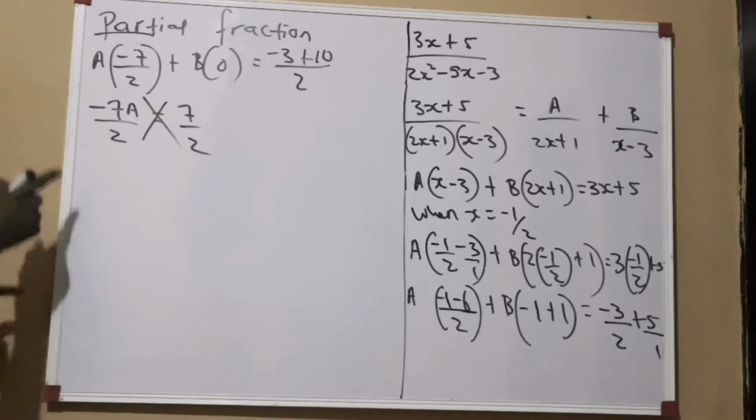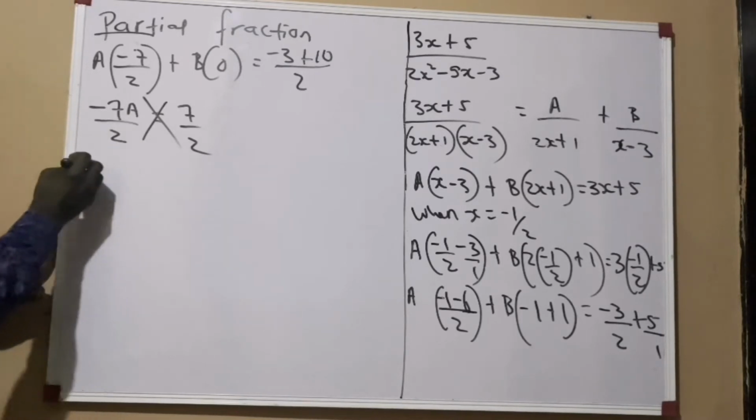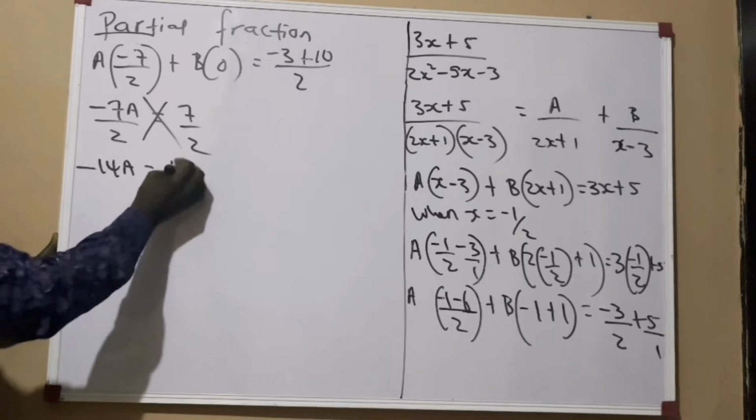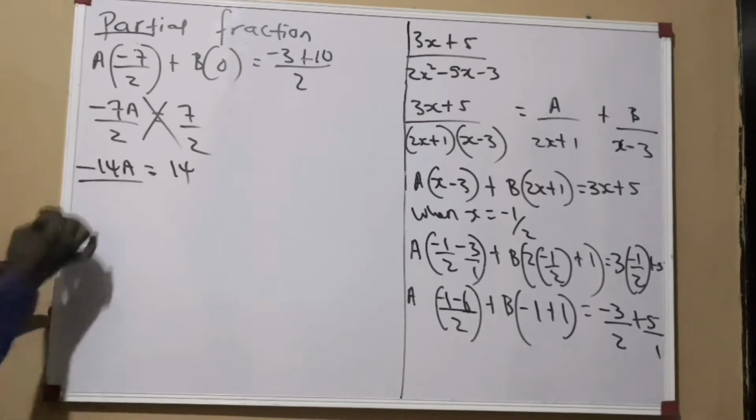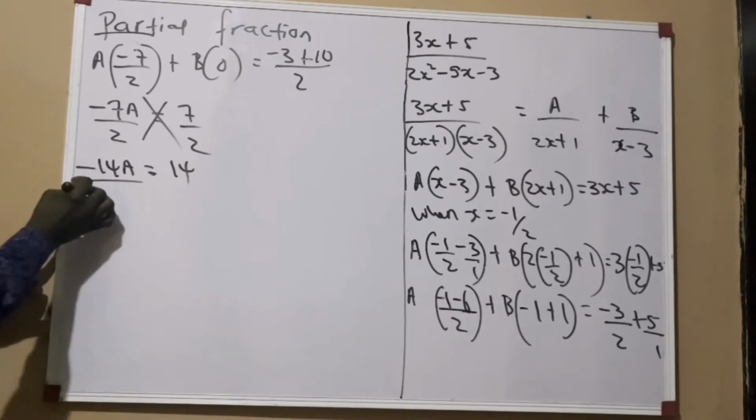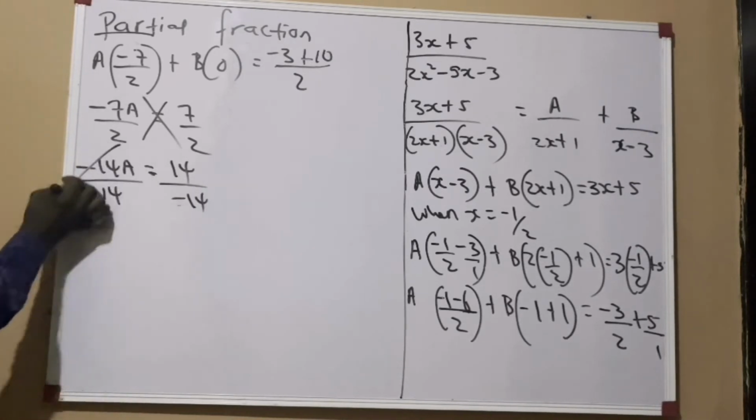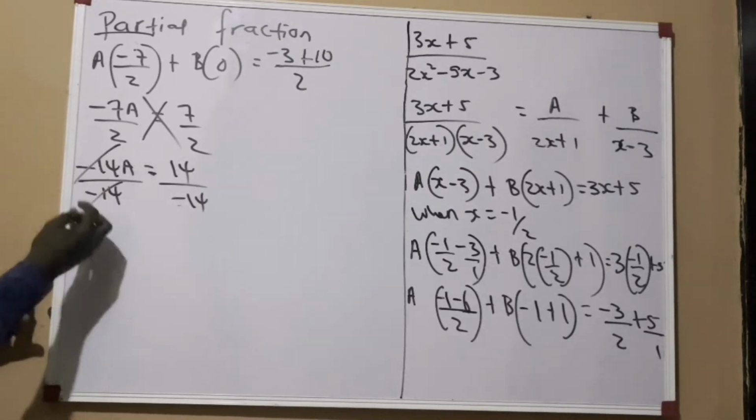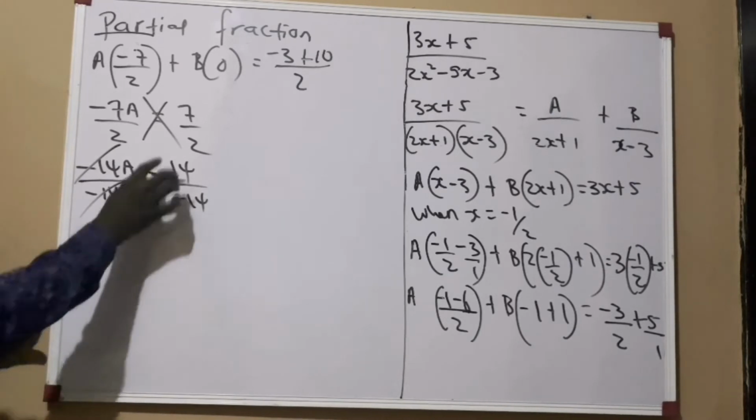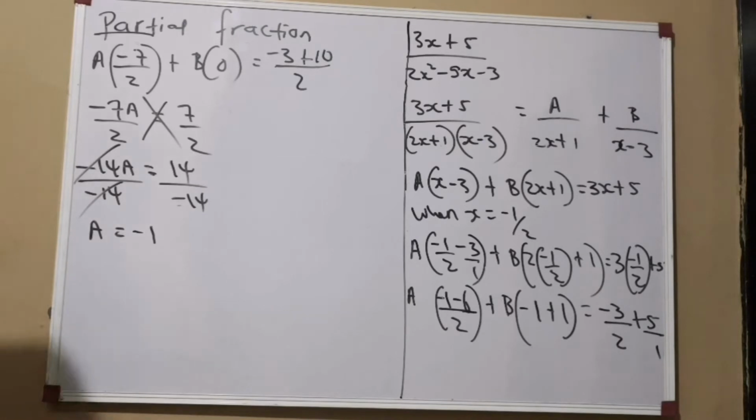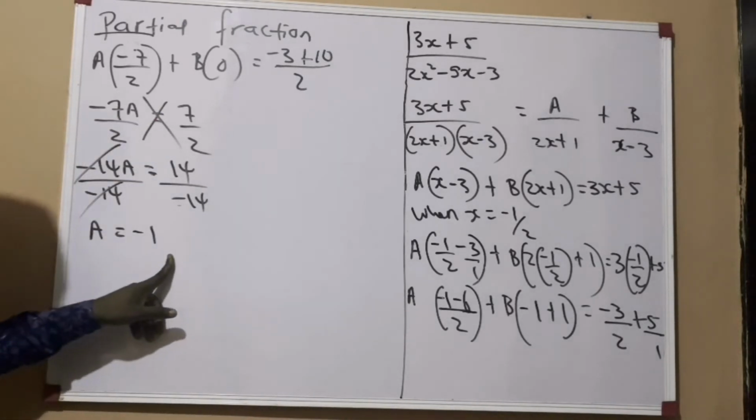Are we there? Now minus 7a times 2 gives us minus 14a. And 2 times 7 gives us what? 14. So for us to get the value of a, I have to divide both sides by minus 14. So if minus 14 cancels out minus 14, what do I have? A is equal to 14 divided by minus 14 will give us minus 1. So it means A is minus 1.